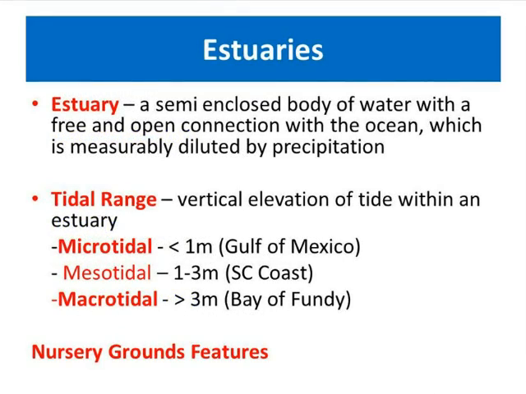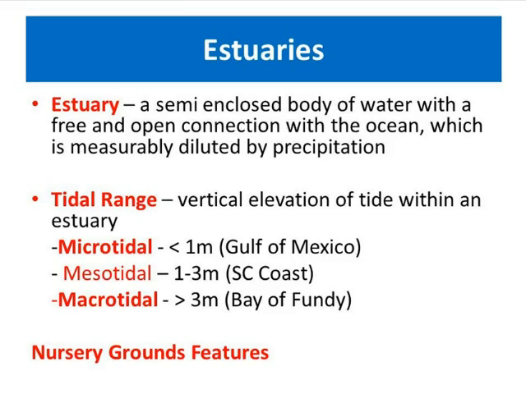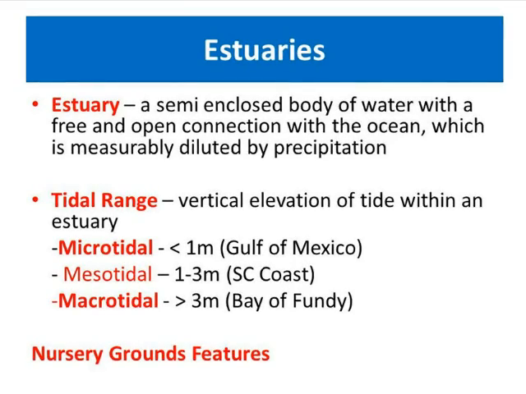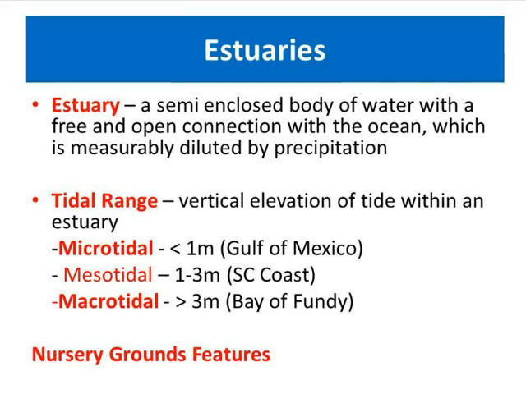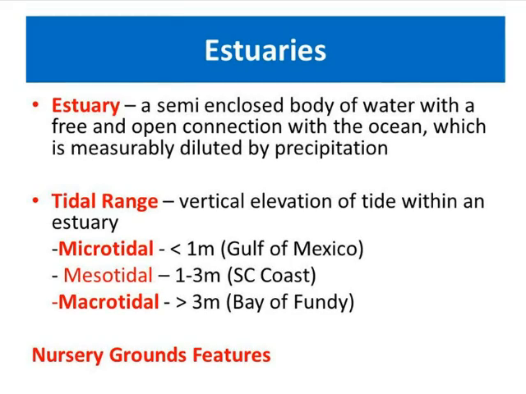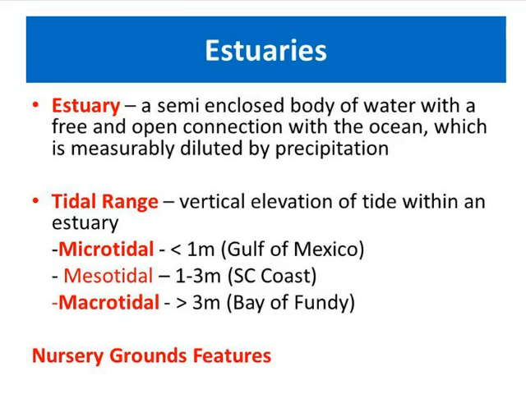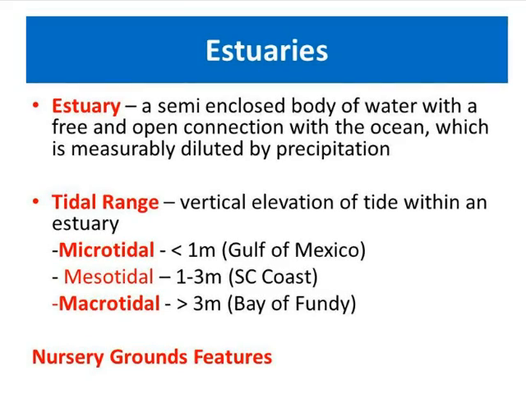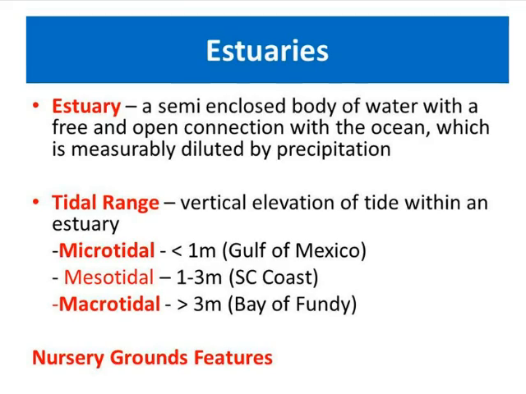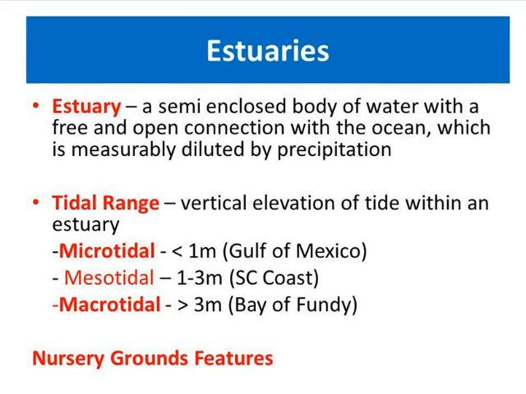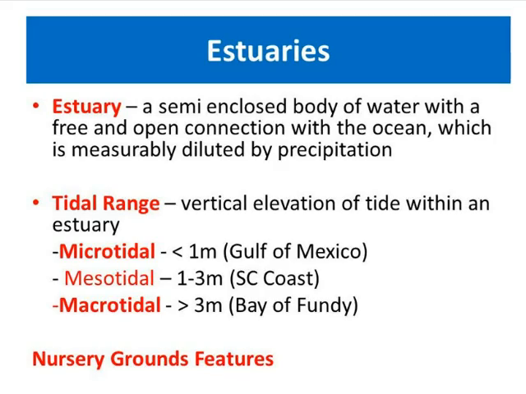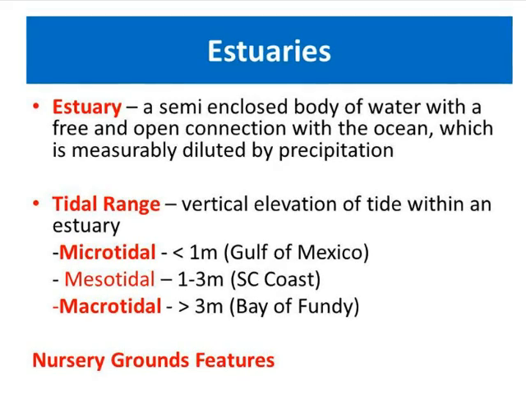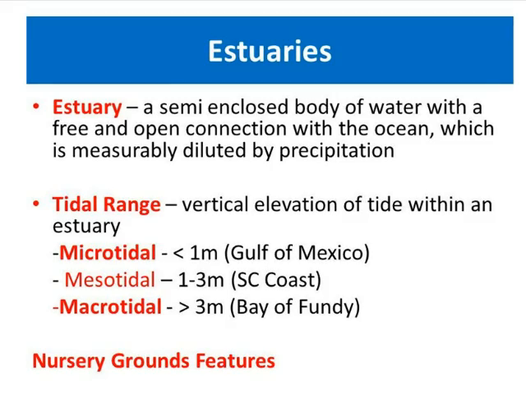Now the next habitat we want to talk a little bit about are estuaries. And estuaries are a semi-enclosed body of water with a free and open connection with the ocean, which is measurably diluted by precipitation. So essentially, estuaries typically occur at the terminus of many rivers, where those rivers enter the sea, and so they are this semi-enclosed body of water that has tidal exchange.